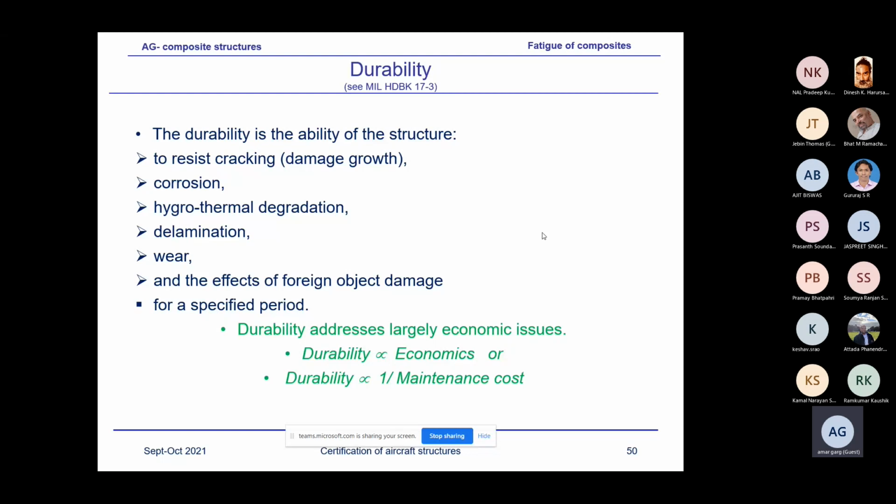Durability. Now, this is the durability I defined, but again, I'm trying to define durability here. Durability is the ability of the structure to resist cracking, corrosion, hygrothermal degradation, delamination, wear.